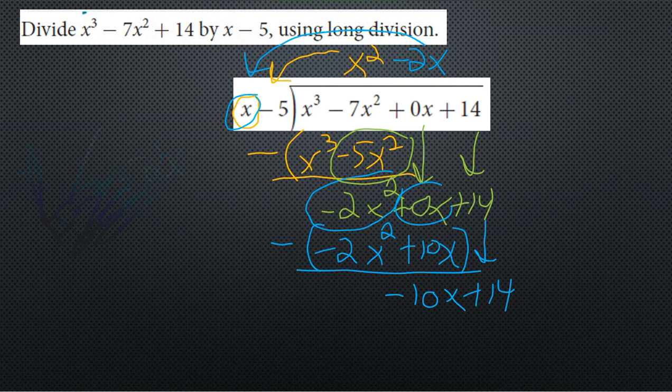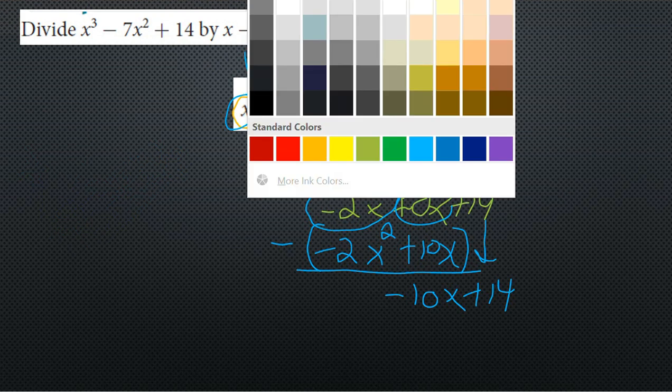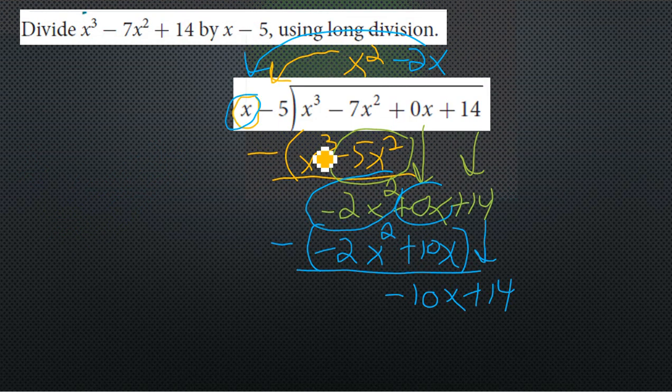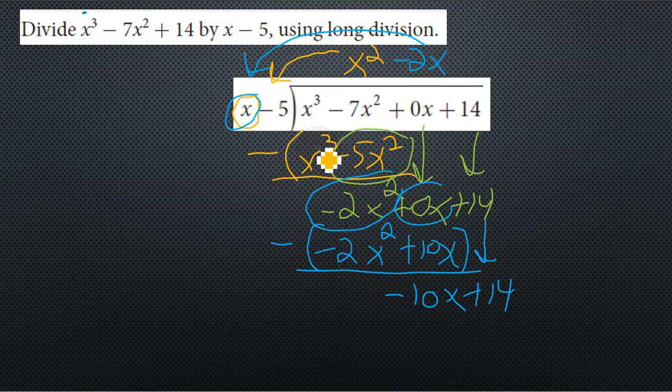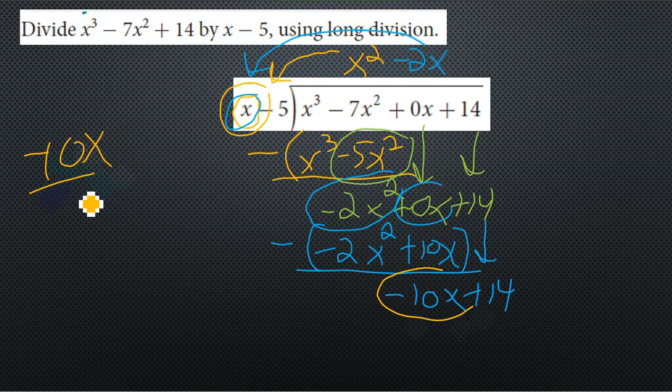Okay, so we're going to use orange here. So now I'm asking the question, how many times does x go into negative 10x? So again, if you need to see it as a separate problem, it looks like this. And the answer to that problem, of course, the x is canceled, leaving you negative 10. And we're going to put that above the constant term up here. And then we're going to multiply our divisor, x minus 5 again.